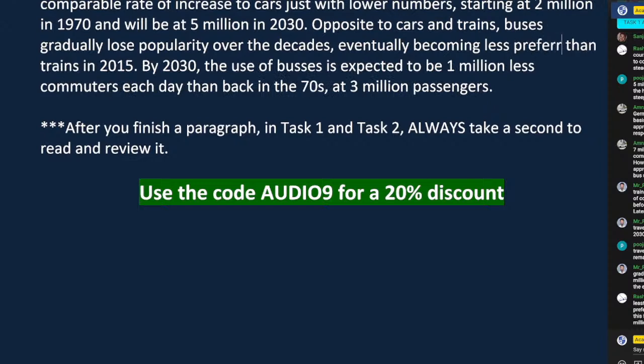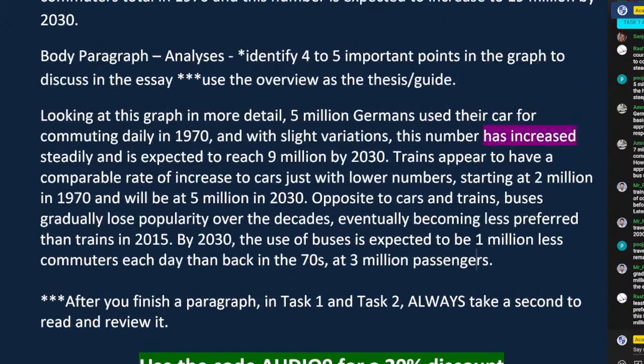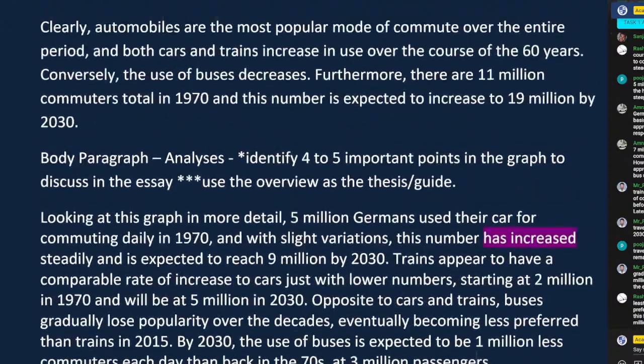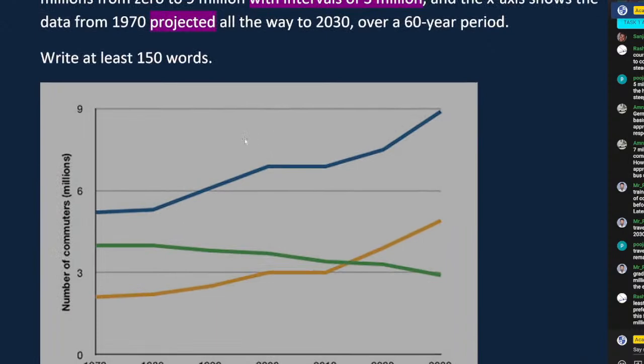Less preferred than trains in 2015. By 2030, the use of buses is expected to be 1 million less commuters each day than back in the 70s, at 3 million passengers. Okay, good. Now I've made a couple of slight corrections. It reads better. I'm on the right track. Okay, and now I can include a simple summary.